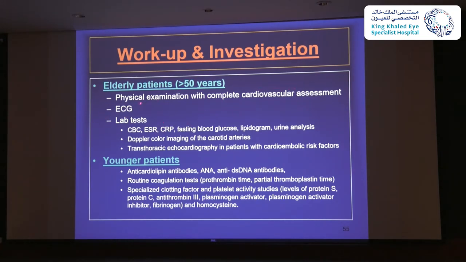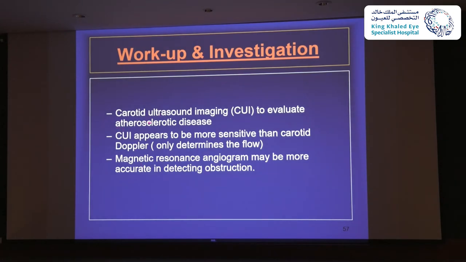After physical and complete history, we have to have ECG and lab tests, including all of this together. And in younger patients, we have to have anti-cardiolipin antibodies, ANA, and double-strand DNA. I will not go into detail because I'm sure most of you will find this in the textbook. Carotid ultrasound imaging to evaluate the atherosclerotic disease appears to be more sensitive than carotid Doppler. But as screening, Doppler is available everywhere, so that can give us a hint about the percentage of obstruction, and if we need, we can do more carotid ultrasound. Sometimes magnetic resonance angiography could help and give more details about these areas of atherosclerosis that released emboli.